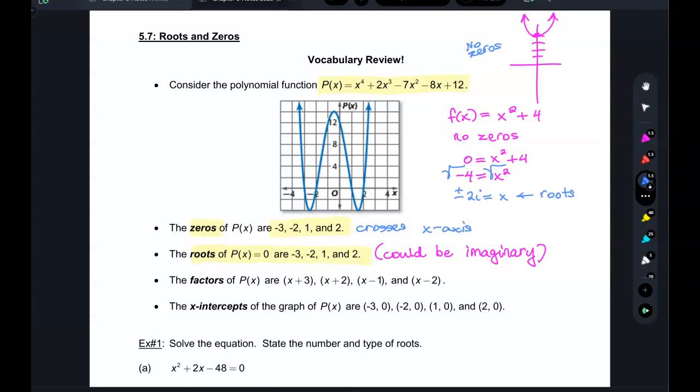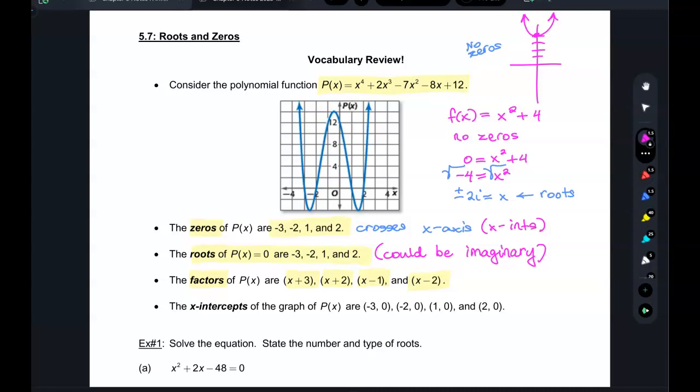Can you have imaginary zeros? No. Zeros have to be real numbers. There's no i. Okay, factors. What's the difference between the zeros and the factors? It's the opposite sign. So if -3 is a zero, x plus 3 is a factor. If -2 is a zero, x plus 2 is a factor. What's the difference between the x-intercepts and the zeros? That's the same thing. The x-intercepts are the zeros.